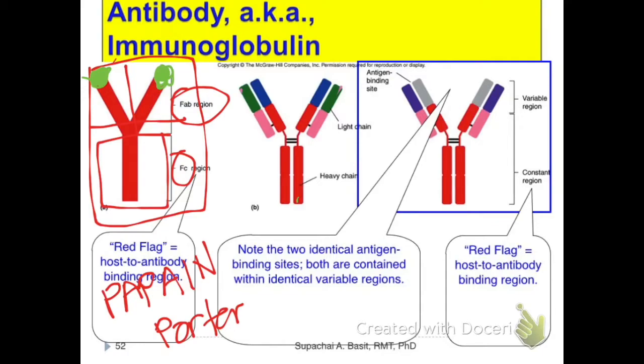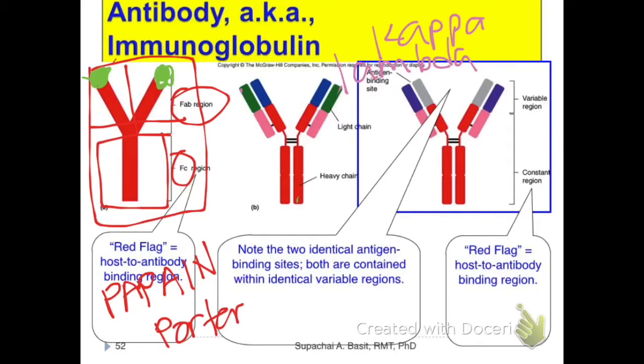Heavy chain depends on the classes of immunoglobulins. If we're talking about the mu chain, that's the IgM. Alpha heavy chain, that's the IgA. Gamma heavy chain, that's the IgG. Delta heavy chain, that's the IgD. Epsilon heavy chain, that's the IgE. Unlike the heavy chain, the light chain is either made up of kappa or lambda. So that's the light chain.